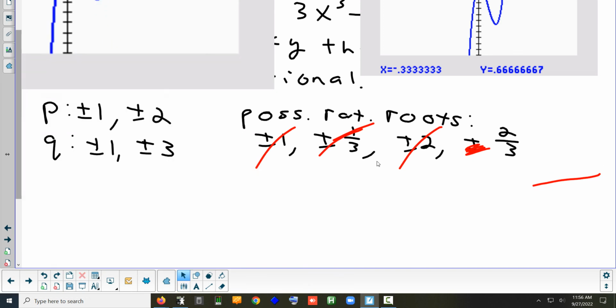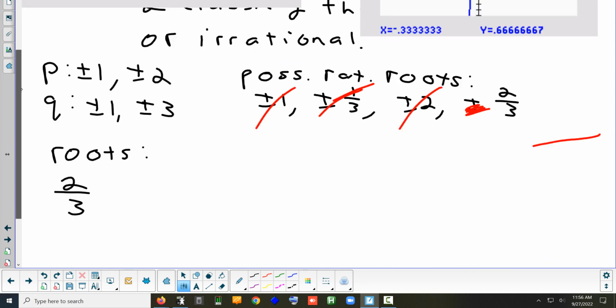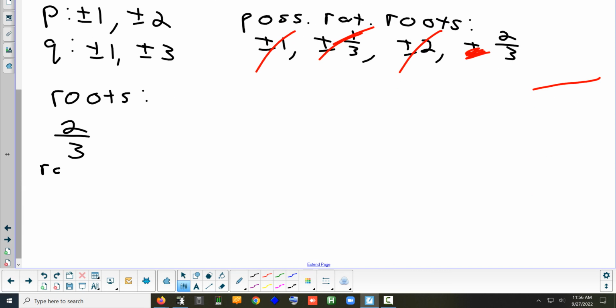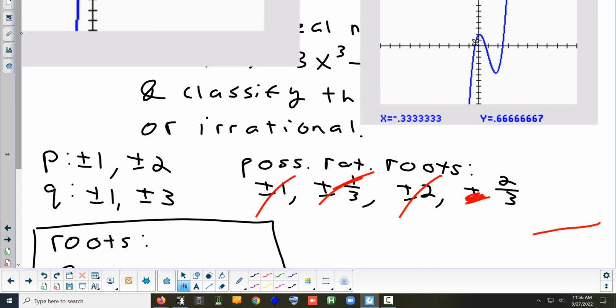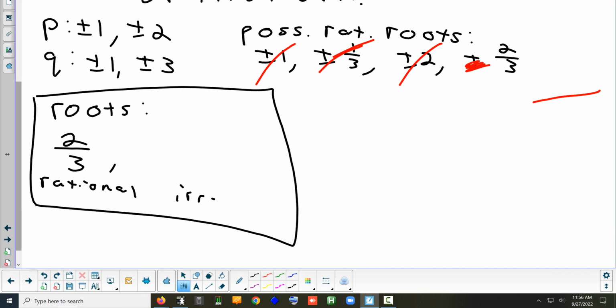All right, let's write that down. So roots. These are going to be my answers. 2/3. And is that rational or irrational? That's rational. It's pretty rational. So what does that mean about these other places where it crosses? It has to be two of them, and they have to be irrational. Now I need to know what they are. There will be two of them. So what are we going to divide through by synthetically?